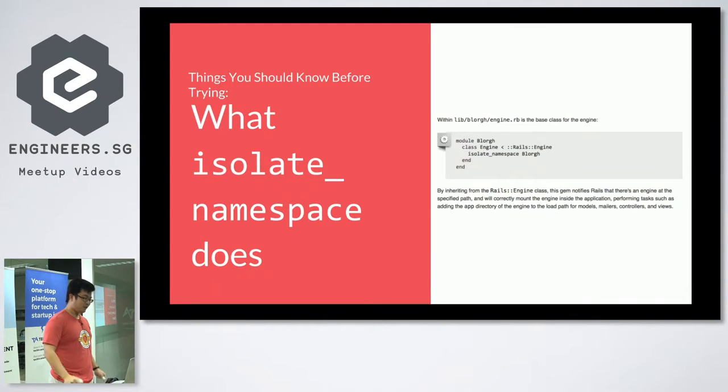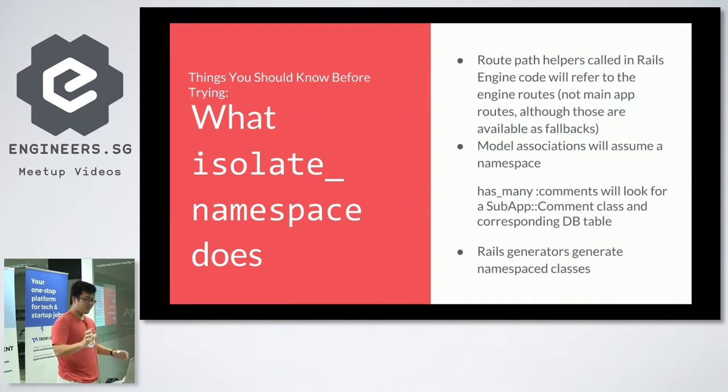First thing is you will learn in the documentation that you have this file, which is the configuration file, the equivalent of config/application.rb in your main Rails app. This is the engine version. You have this line that you will want there called isolate_namespace. You need to know what this does. It doesn't do everything for you, but it makes sure that in your engine code, if you refer to a path helper in your routes, that will refer to your engine routes.